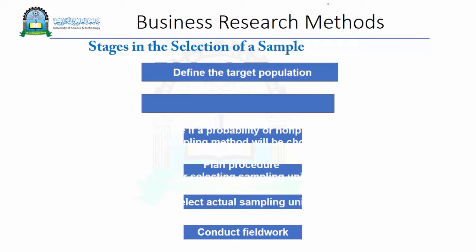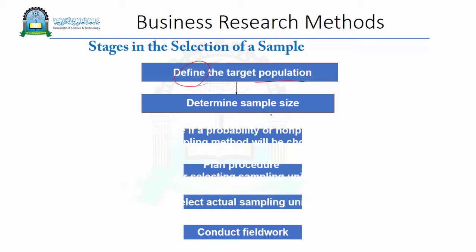To draw a sample, we have different stages we need to go through. The first one is to define the target population. This is the first thing we have to do. So what is the population first, and then we will think about the sample. The characteristics of the population are very important to be explained by the researcher at the beginning of the data collection process. Then determine the sample size after you define the target population.